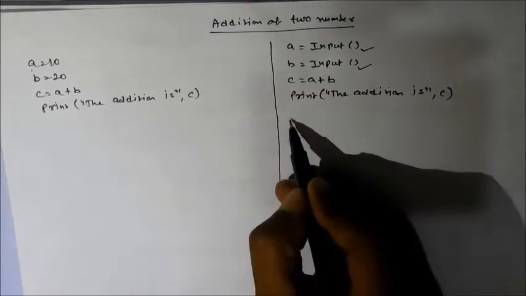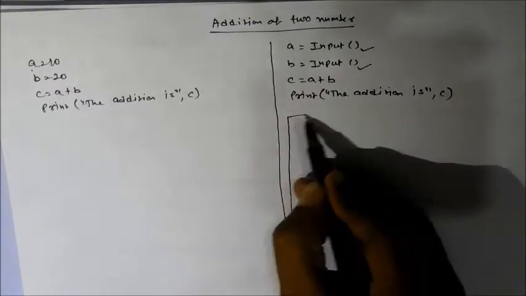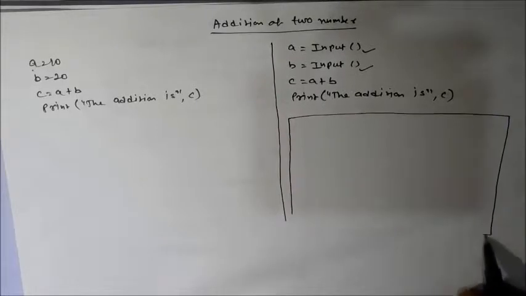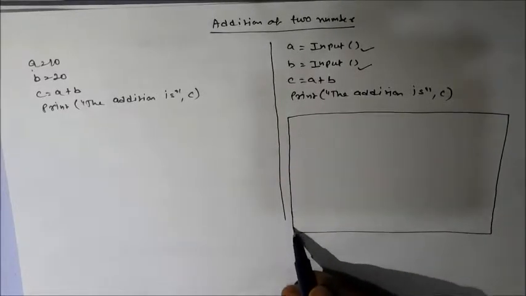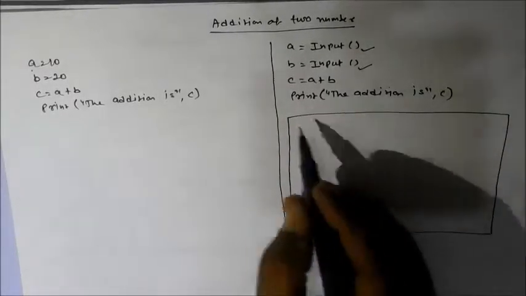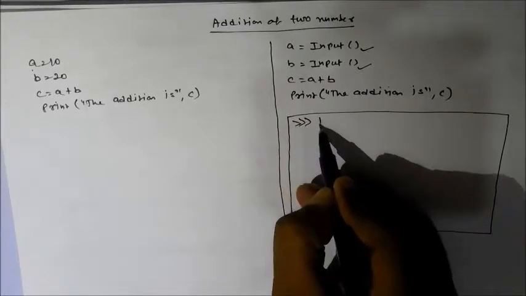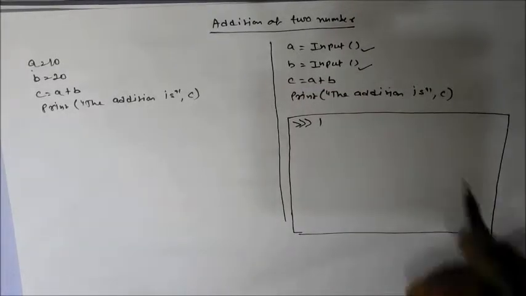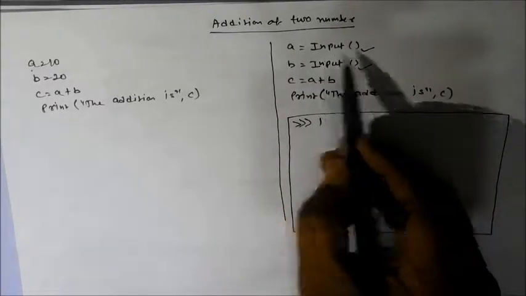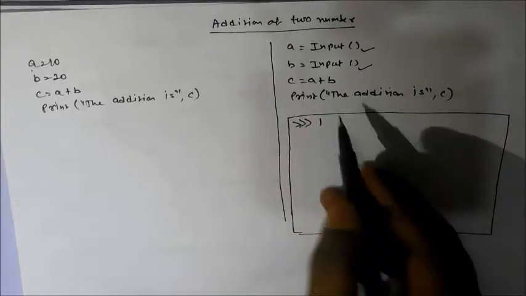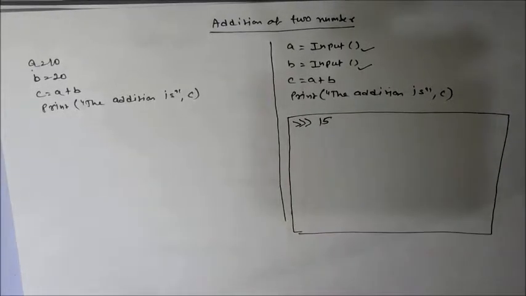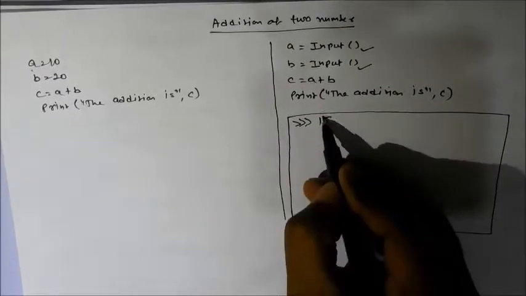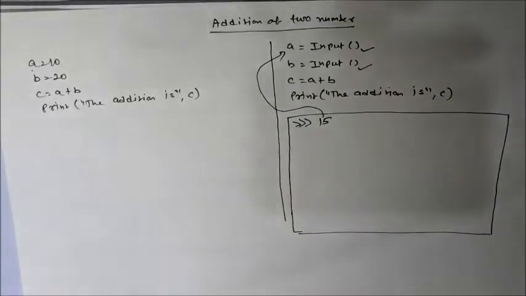So you see how it will behave when you run this program, when you run this code. First of all, the cursor will be blinking, and this cursor is blinking as a result of the input command. What is happening here? The input command is waiting for the user to enter something. Suppose the user is entering 15. This value will be assigned to a.